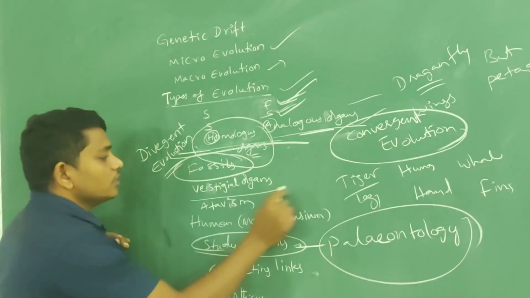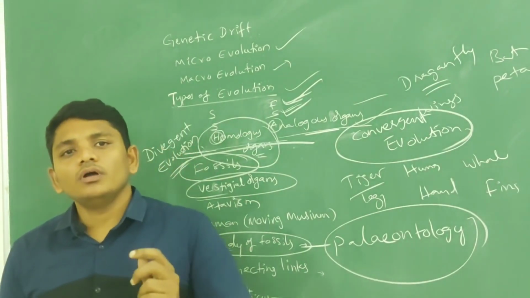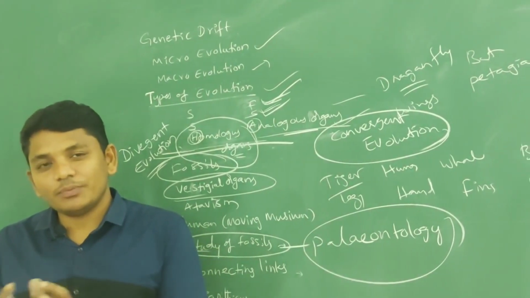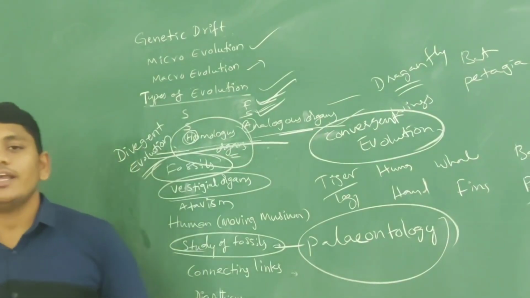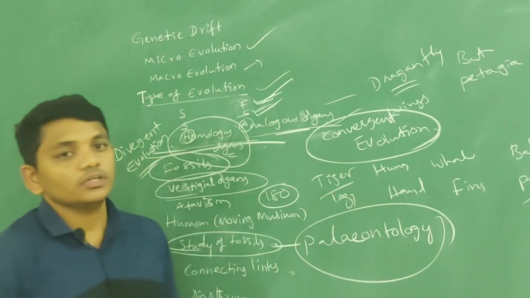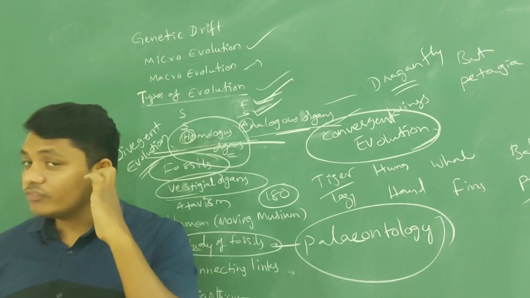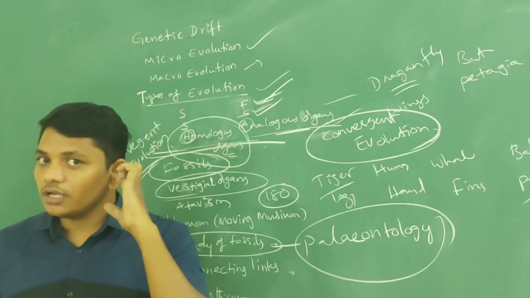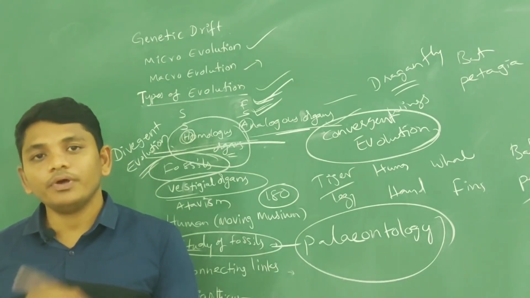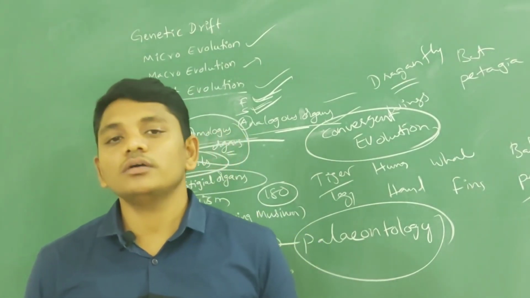Next, let's discuss vestigial organs. Vestigial organs are nothing but old forms, old things which remain the same. For example, in our body 180 vestigial organs are there. For example, the pinna of the ear is a vestigial organ, and the nipple of a male human being. And the appendix is also a vestigial organ in our body.